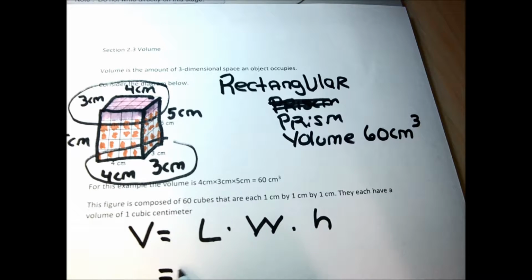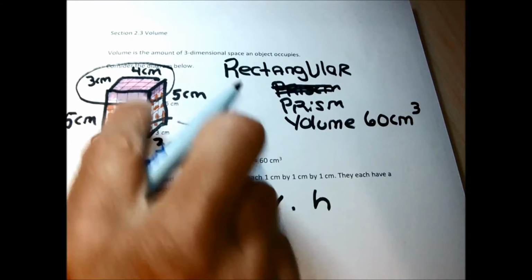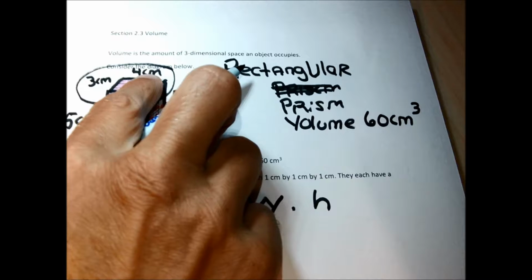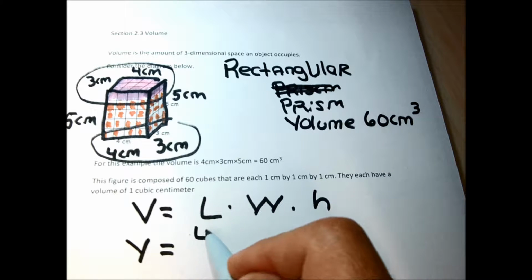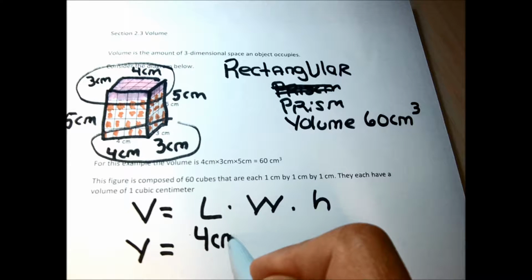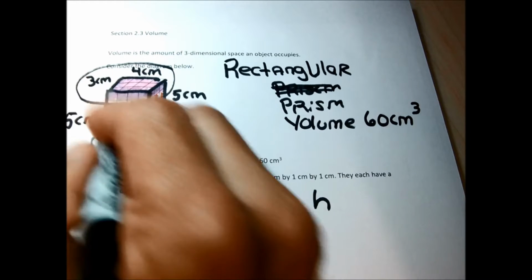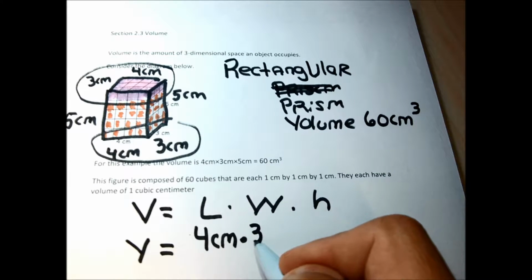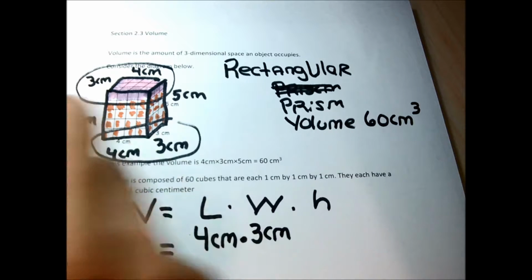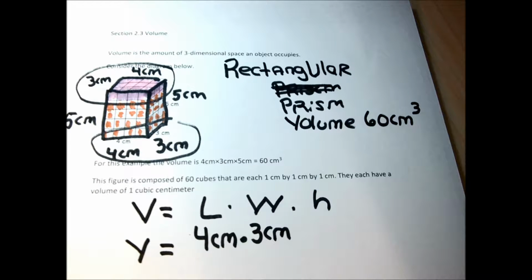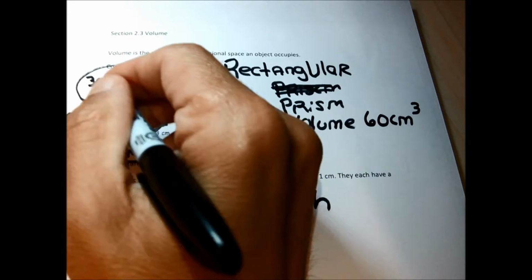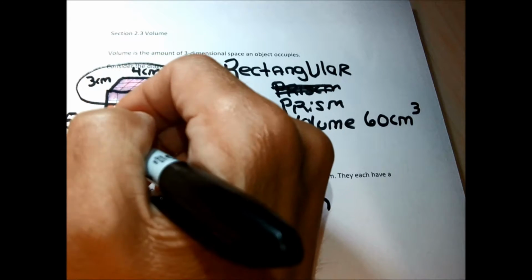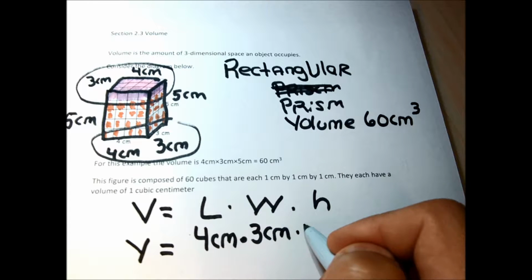So for this problem, if I was using the formula to figure out its volume, the top's a rectangle, it's 4 by 3. I'd probably make the 4 the length, because it's the longer side of the rectangle. I'd make the 3 centimeters the width because it's the shorter length of the rectangular side. And then the height is the distance between the top and the bottom, which is 5 centimeters.